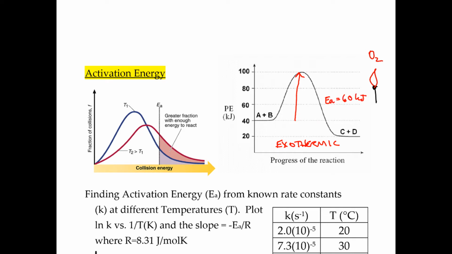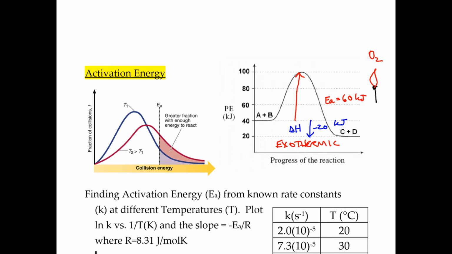And the delta H is from beginning to end. So the delta H is from beginning to end right here. And the delta H for this is going to be negative 20 kilojoules because you're going down in energy. You're losing energy or giving away energy from the beginning to the end. So it's a negative 20 kilojoules.